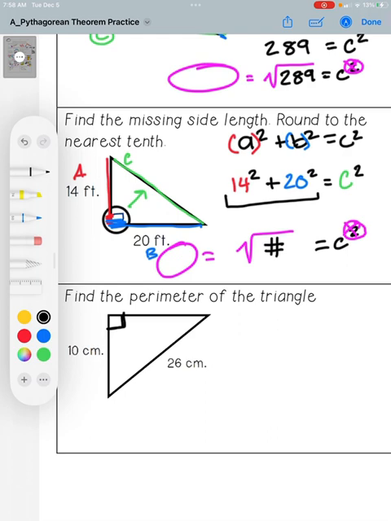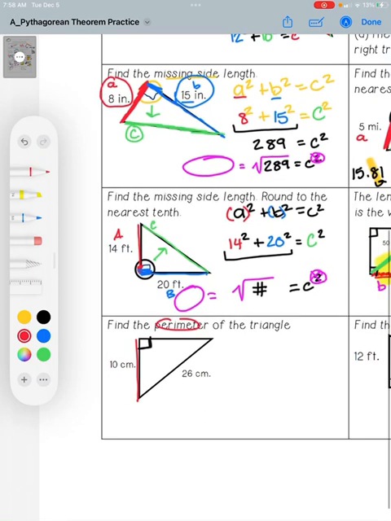Well, perimeter just means to take this side 10, so we need 10 plus this side 26 plus this side that we don't know, and add it all up.